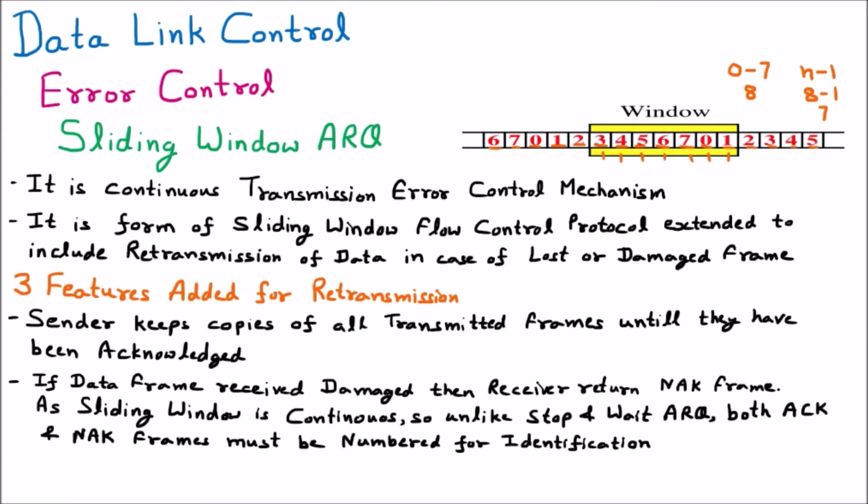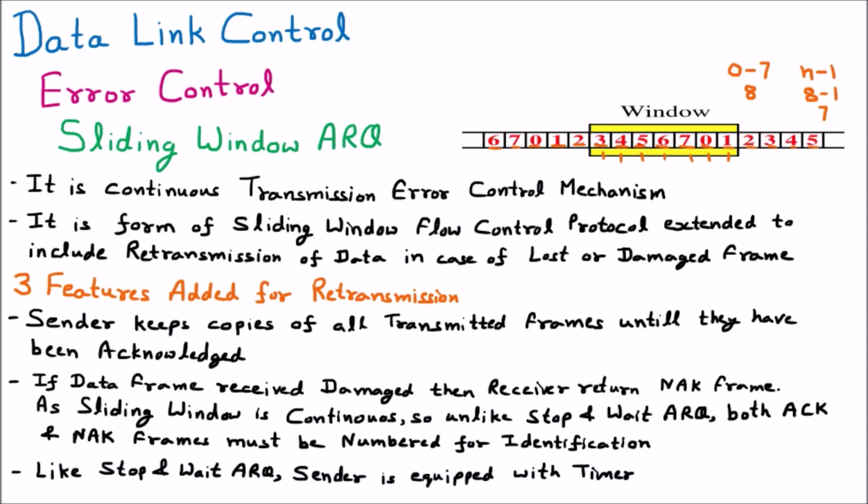Now talking about the third and the last feature which is added. Like stop and wait ARQ, the sender is equipped with the timer. So just like in the stop and wait ARQ we have a timer, similarly, in the sliding window ARQ we also have a timer. Now whenever a sender is sending a packet, the sender starts a timer. It will wait for that specific time for the acknowledgement to return. If in that specific time the acknowledgement is not received, then the sender retransmits those packets which were sent earlier.